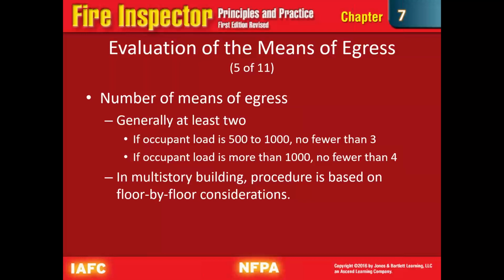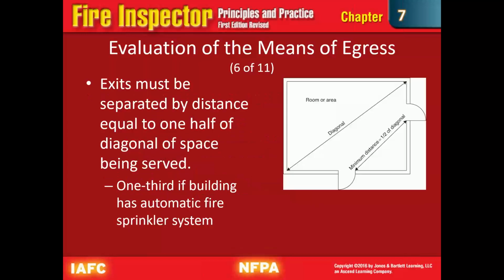Now, and what I'm meaning by that is, we'll discuss this a little bit further, but what a means of egress is: an outward opening door that meets all the requirements to be an exit door, and that flows in the continuity of your means of egress. All right, we're talking about the exits must be separated by a distance equal to 1/2 the diagonal of space being served.